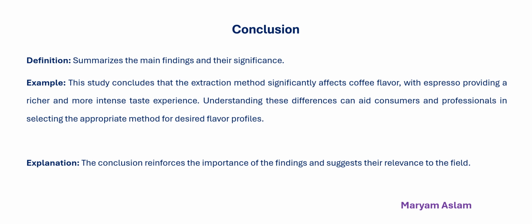Conclusion. Summarizes the main findings and their significance. Example. This study concludes that the extraction method significantly affects coffee flavor, with espresso providing a richer and more intense taste experience. Understanding these differences can aid consumers and professionals in selecting the appropriate method for desired flavor profiles. Explanation. The conclusion reinforces the importance of the findings and suggests their relevance to the field.